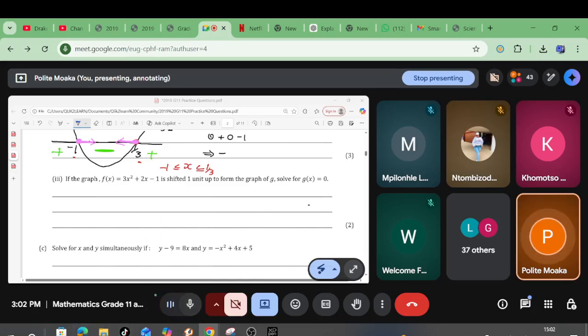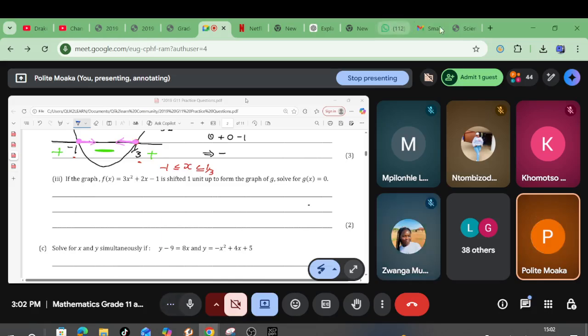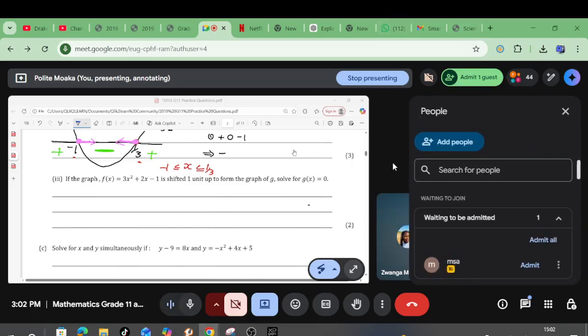Okay, thank you very much. Let us continue now. Look at this type of question. They say in the graph f at x. Look at this, guys. When I answer math questions, I don't want to focus on things that will confuse me. I don't want to do that.